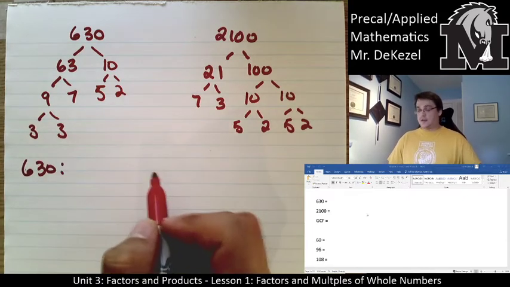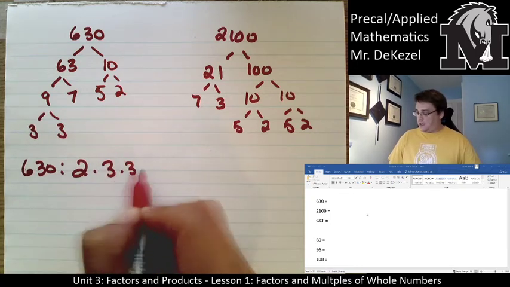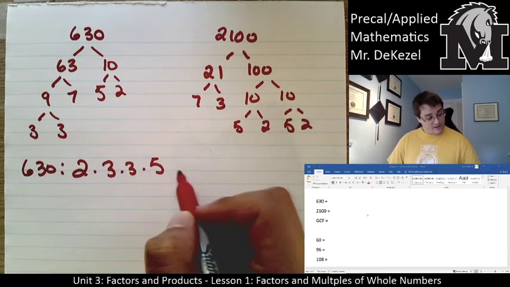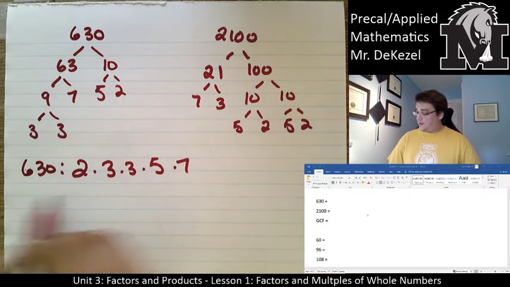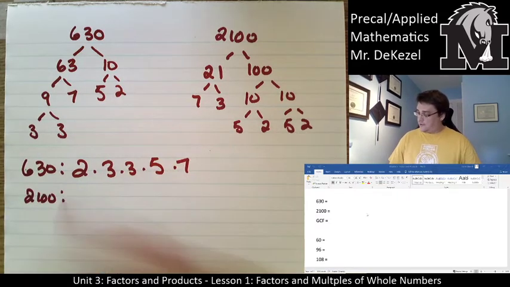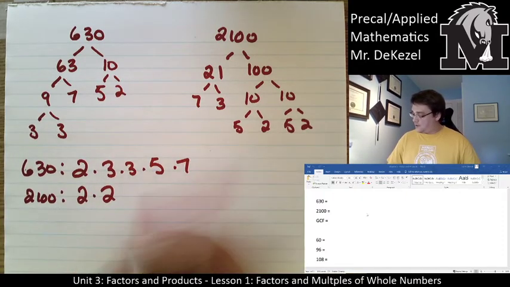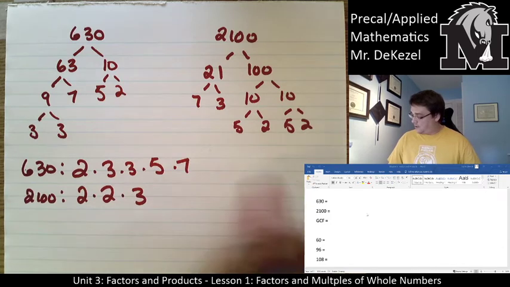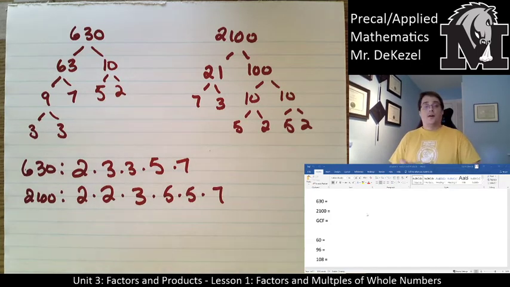So 630 has a 2 first. We have 2 threes. We have a 5. And we have a 7. Cool. We then have 2100, which has 2 twos. It's got a 3. It's got 2 fives, and it has a 7 as well. Okay, so this is going to be a little bit bigger. Let's circle the ones that they have in common.